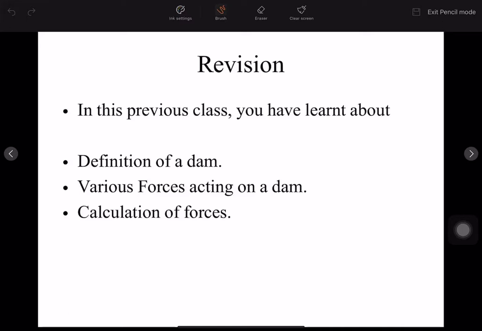In the previous class, you learnt about the definition of a dam and what its main purposes are, and we saw the various forces acting on a dam, that is self weight, horizontal water pressure, and because of these two, a resultant force R. Also, we calculated the distances at which these three forces are acting, and we derived the equations for the calculation of these forces in the previous class.